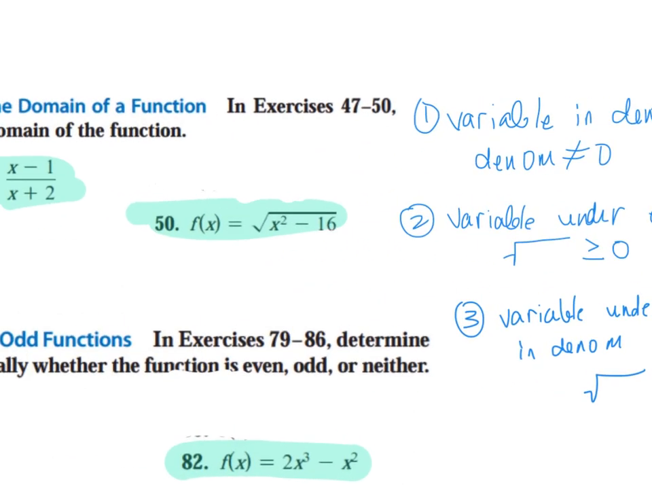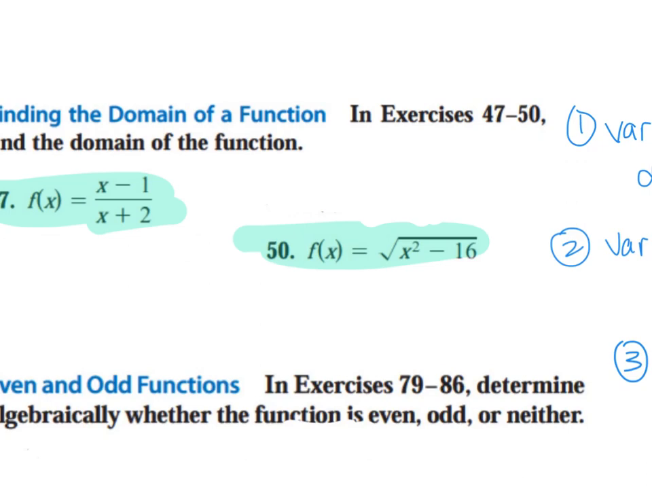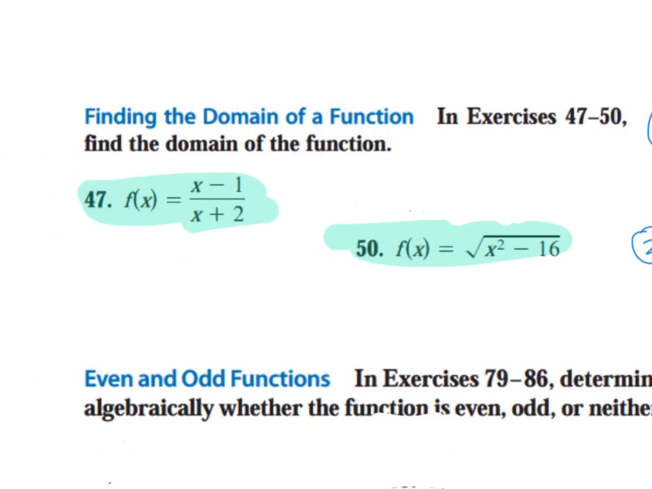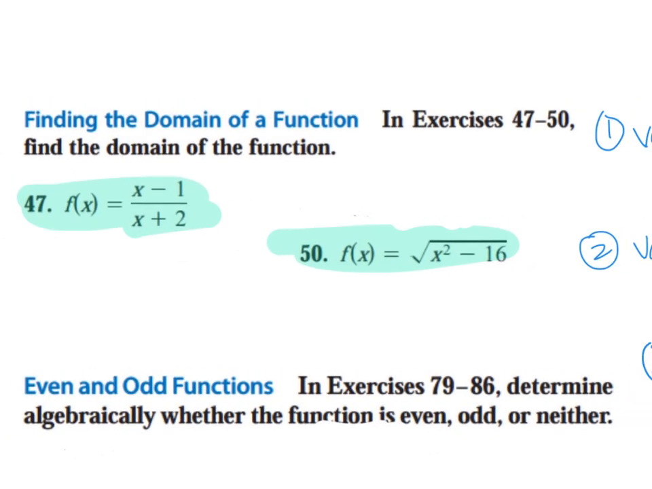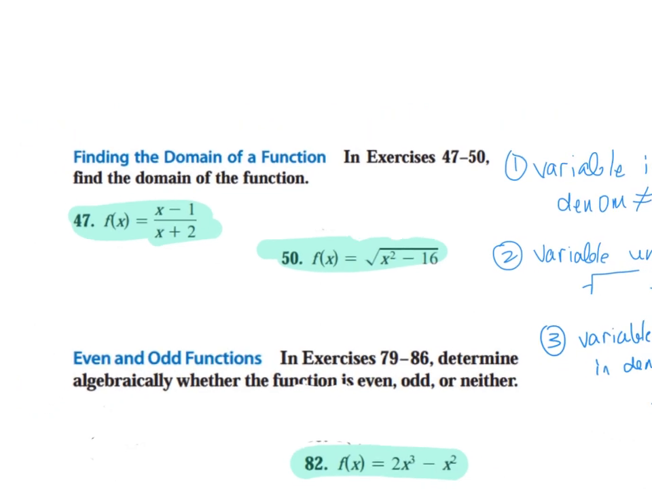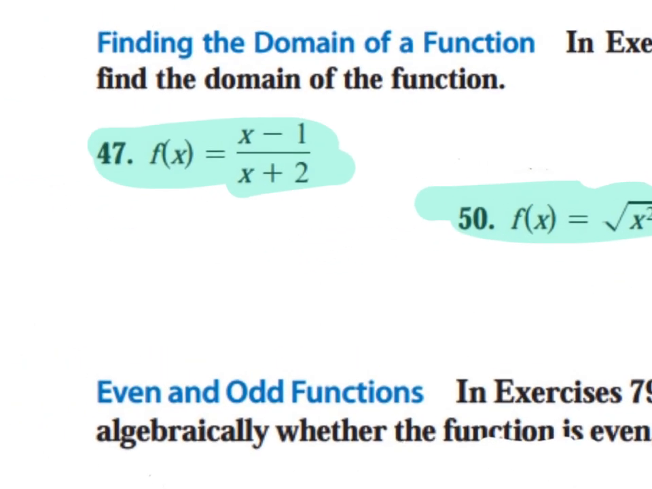So if I look at this first example, what rule is being broken? It can't be in the denominator. Wait. For the first example? For number 47. What's the problem? There's a variable where? In the denominator. So you take the denominator and you say x plus 2 cannot be 0.